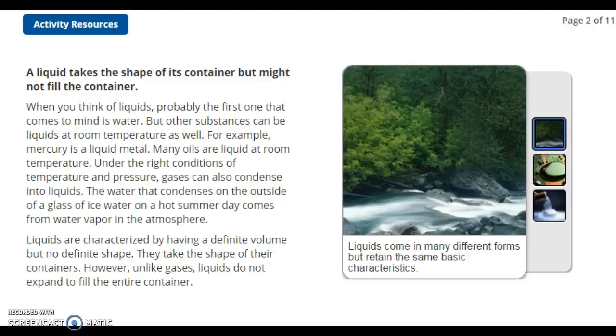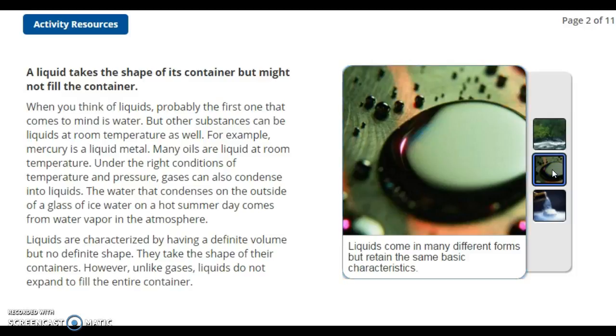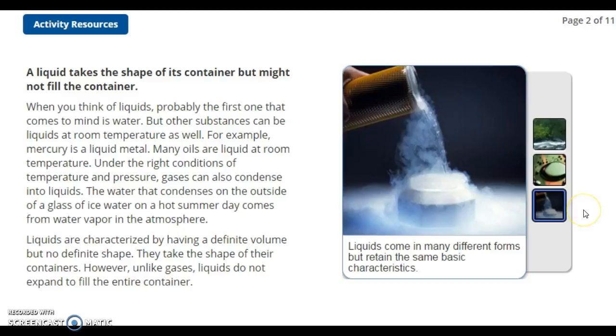That's why. Liquids are characterized by having a definite volume, but no definite shape. They take the shape of their containers. However, unlike gases, liquids do not expand to fill the entire container. So this is what liquid mercury looks like. Liquids come in many different forms but retain the same basic characteristics.